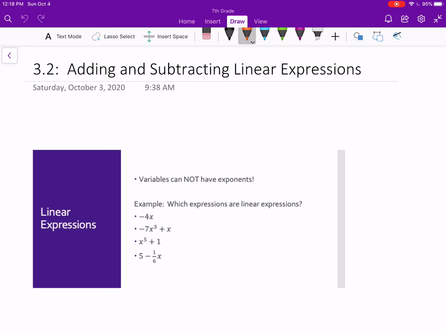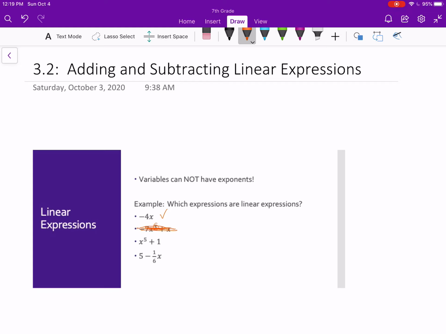A linear expression is an algebraic expression that does not have exponents, okay? So if we're trying to figure out which of the following are linear expressions, negative 4x, notice it doesn't have an exponent on it, so that one is good. Negative 7x cubed plus x. I see this little cubed here, so that one is not going to work.